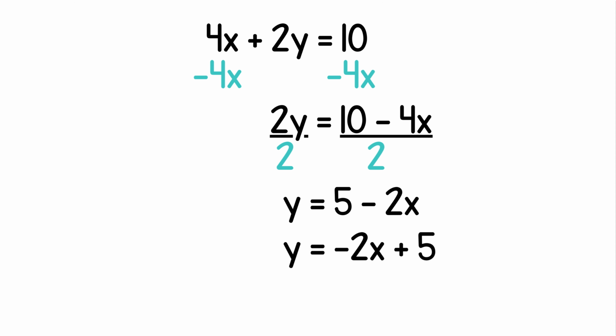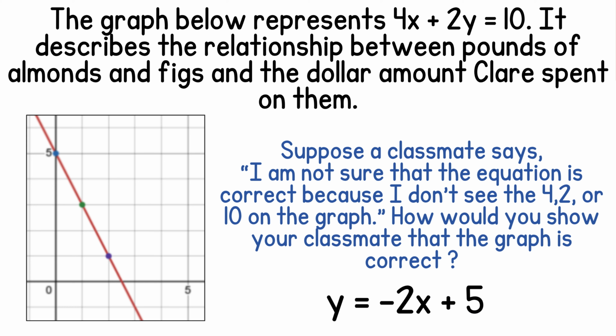a lot more clearly. So if we take the slope-intercept form of our equation, we see that 5 is our y-intercept, and it matches the graph because it crosses the y-axis at 5. Our slope is negative 2. And when we look at our graph, we can see that we have to go down 2 units and over 1 to get to the next point, so our change is negative 2.